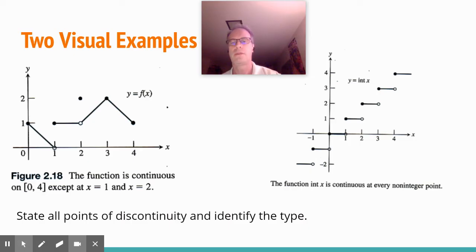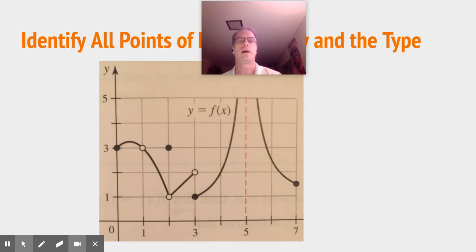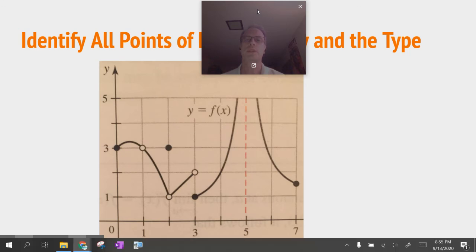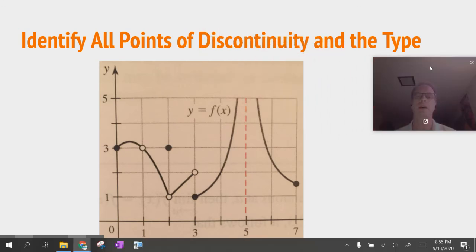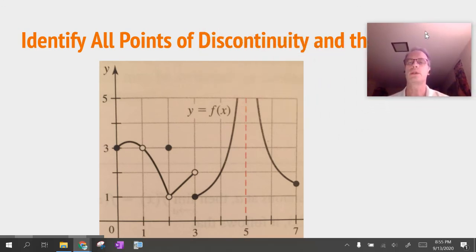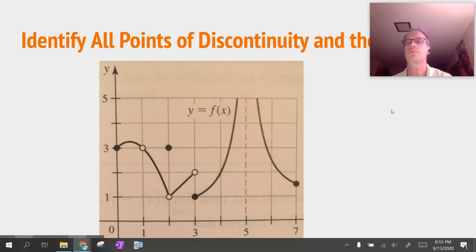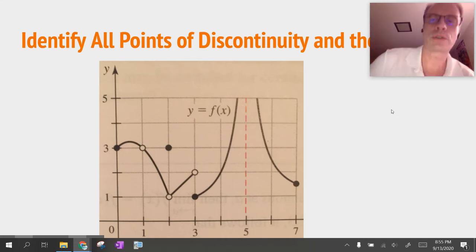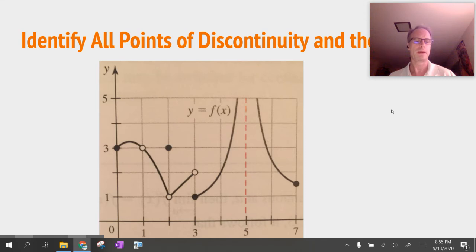-1. I've got one at 0. I've got one at 1. I've got one at 2. I've got 3, 4, etc., etc., etc. Okay, then I want you to look at this and see if you can identify what types of discontinuities are on this figure. Once again, pause it, jot it down, make sure that you got the right answers here.